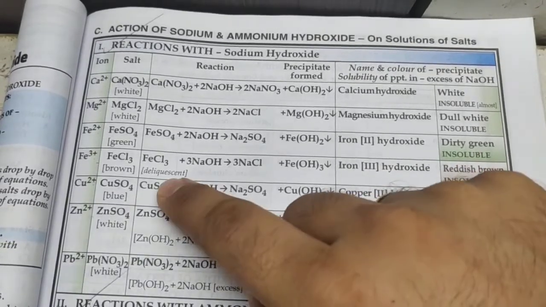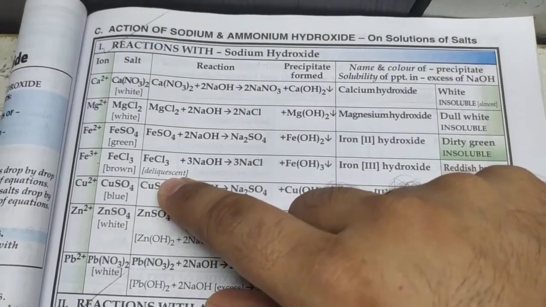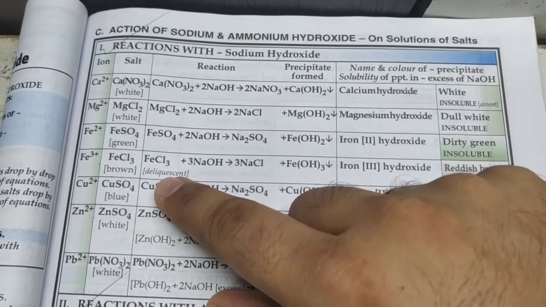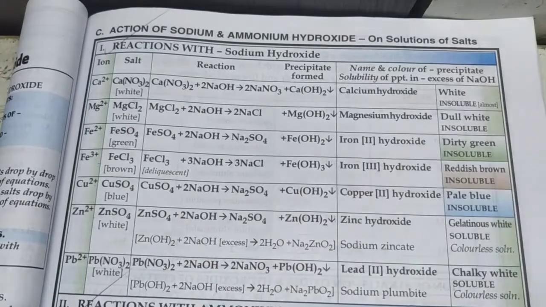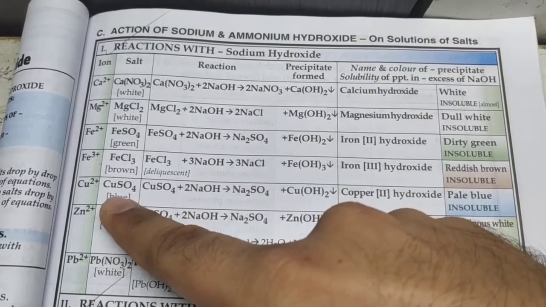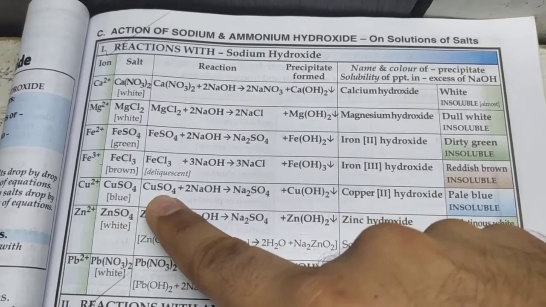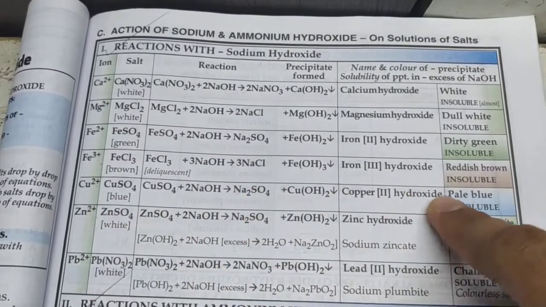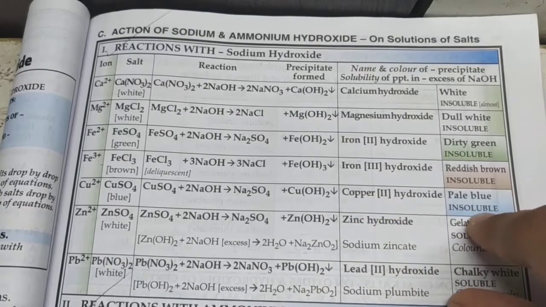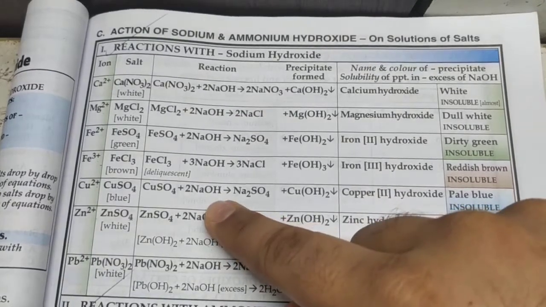Note that ferric chloride is always stored in an airtight container because it is deliquescent, so it can easily absorb the moisture from the atmosphere and become a solution. Next, copper sulfate. Well, that's a blue salt. So copper salts are blue or green in color. When you react a copper salt with sodium hydroxide, you will get a pale blue precipitate, which is copper 2 hydroxide, and it is insoluble in excess.